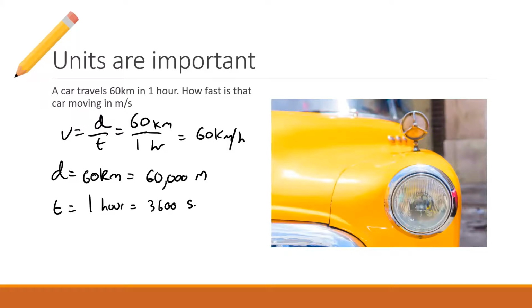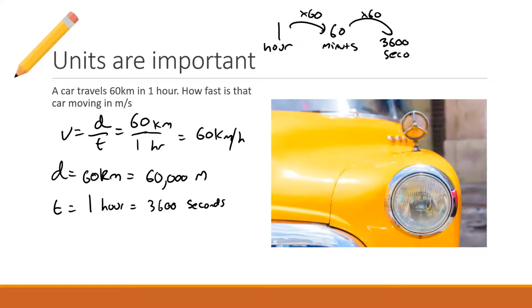seconds. Wait, what? I got that by taking 1 hour, multiplying it by 60 is 60 minutes. Times you by 60 again is 3,600 seconds. Now, because I've done this so many times, I know that off the top of my head. Do I expect you guys to know that off the top of your head?